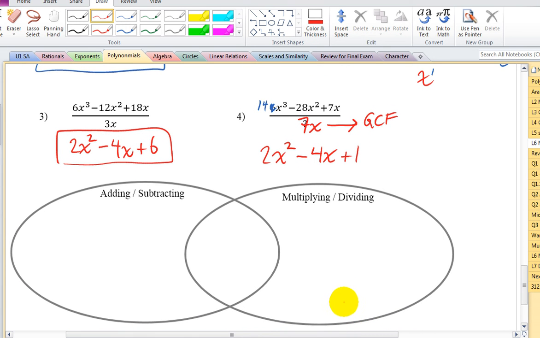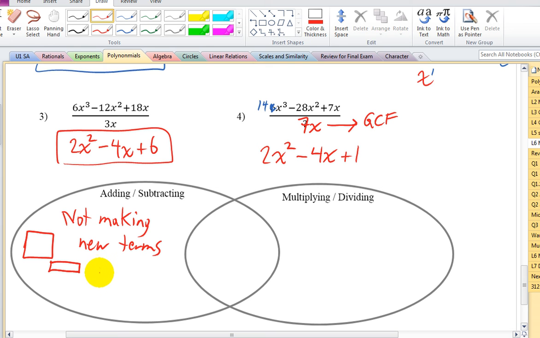All right. So let's have a look at this. Adding, subtracting, multiplying, dividing. What are some similarities and differences? Well, looking at the algebra tiles for adding and subtracting, you're not making new terms. You're just going to tell me how many x's there are, how many squares there are, how many one tiles there are. But for multiplying and dividing, you are making new terms.